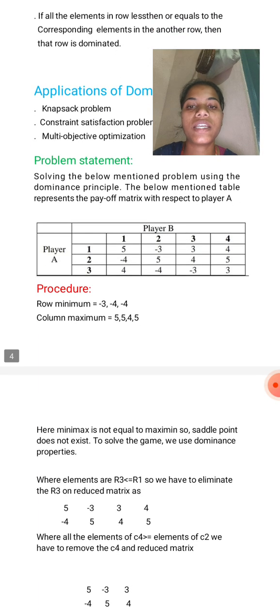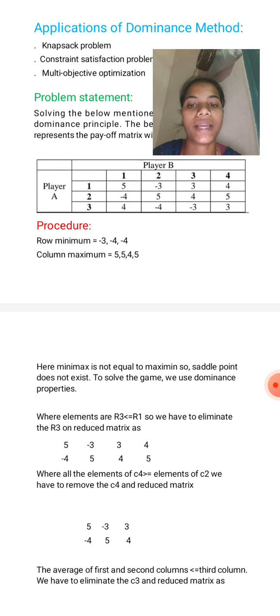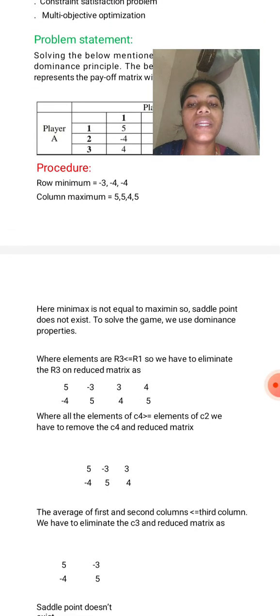The procedure is that we have to find the row minimum and column maximum. The row minimums of the 3 rows are -3, -4, -4. The column maximums are 5, 5, 4, 5. So these are the row minimum and column maximum. Here minimax is not equal to maximin, so the saddle point does not exist in this table. So to solve this game we use dominance properties.